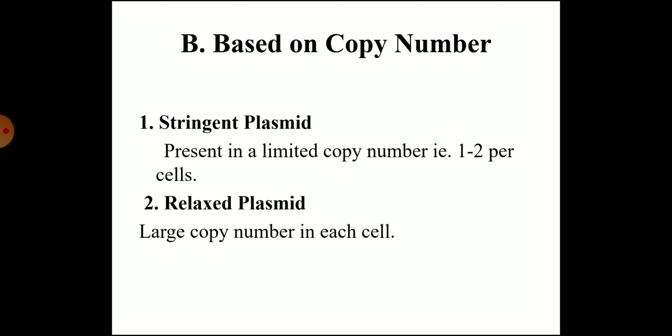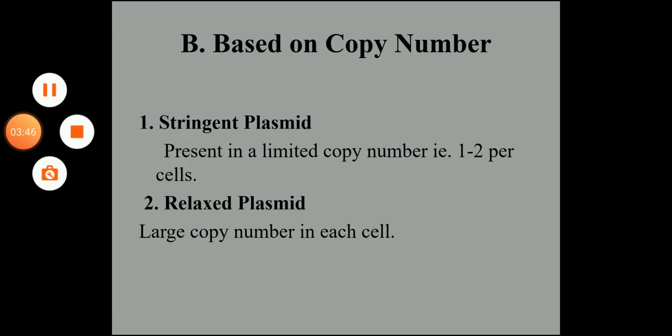Second type is based on copy number. It is again divided into two types, that is stringent plasmid and relaxed plasmid. The stringent plasmid is present in limited copy number, that is 1 to 2 per cell, and another one is relaxed plasmid. It is present in large copy number in each cell.